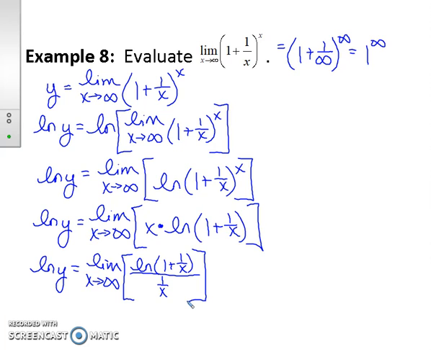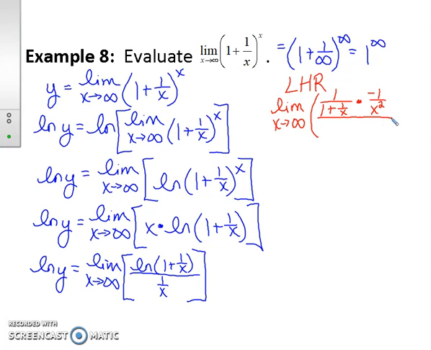So L'Hopital's rule, remember, is to take the derivative of the numerator and the denominator and then evaluate the limit. Now all of that is still equal to the natural log of y. But I'm going to focus on just the limit as x goes to infinity of this stuff right now. So I'm going to work that over here in red with L'Hopital's rule. So I'm going to do the limit as x goes to infinity of, now if I do the derivative of the numerator, the derivative of natural log is 1 over u, so 1 over 1 plus 1 over x, times the derivative of 1 plus 1 over x, which is negative 1 over x squared.